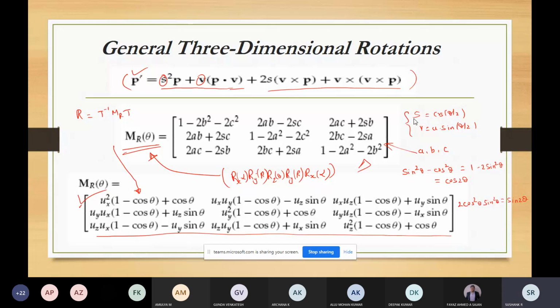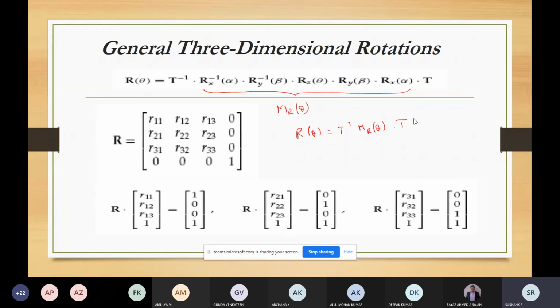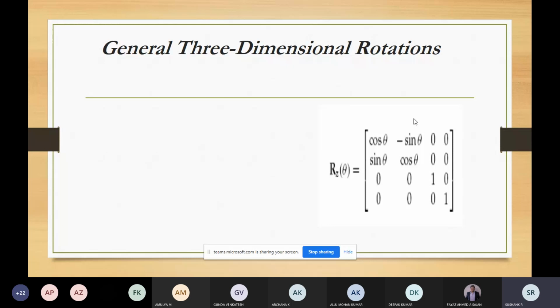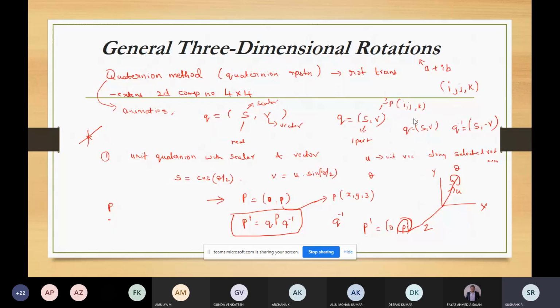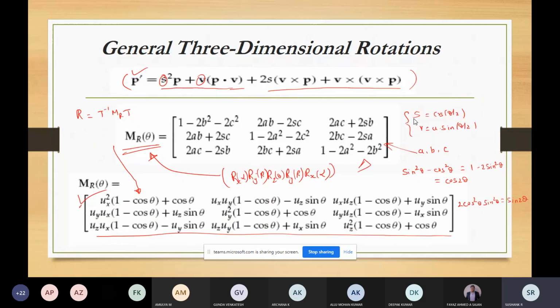From the examination point of view, they might ask you to write these equations. So make sure that you know these formulas or equations. Simple things you can derive there, but these formulas should be remembered.